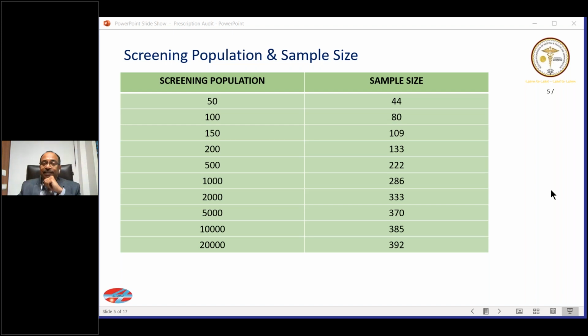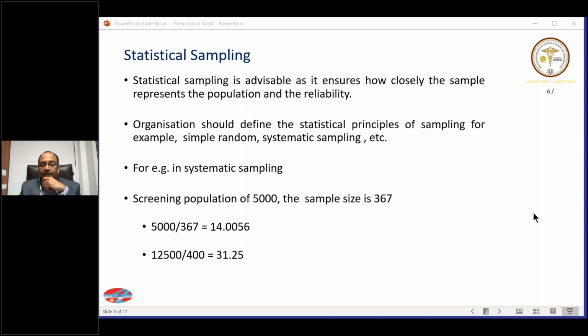What NABH has done is that they have made our lives simpler by giving this table. The other method is that you use a formula for calculating the statistical sample size. When you want to use the formula, you will have to talk about the confidence interval and a couple of other parameters, which may be difficult for each of us to implement in daily practice. So NABH has given you a simple table. You don't have to do any calculation. Just see this table and take the sample size. Is that clear now?